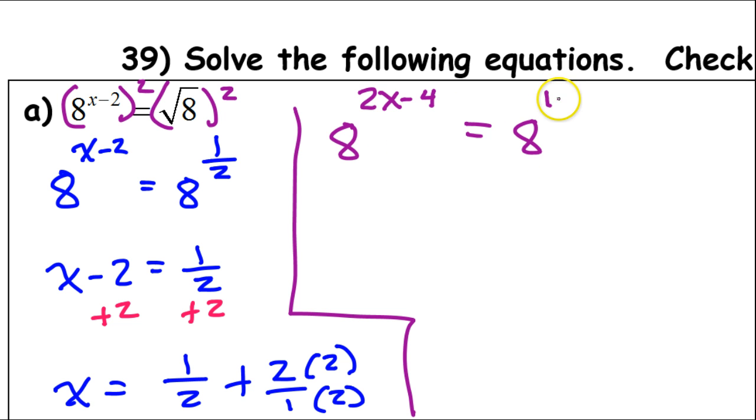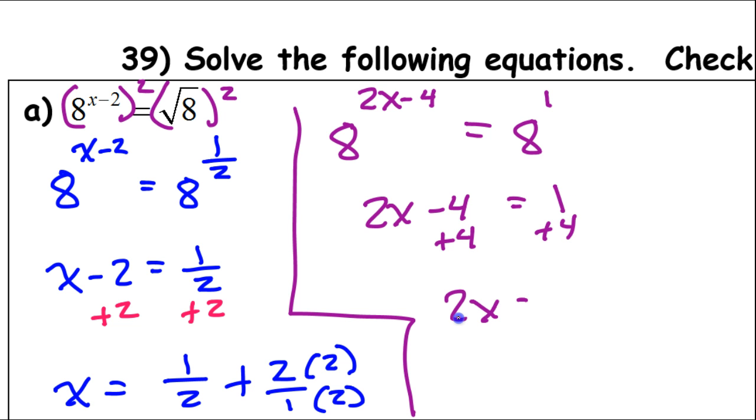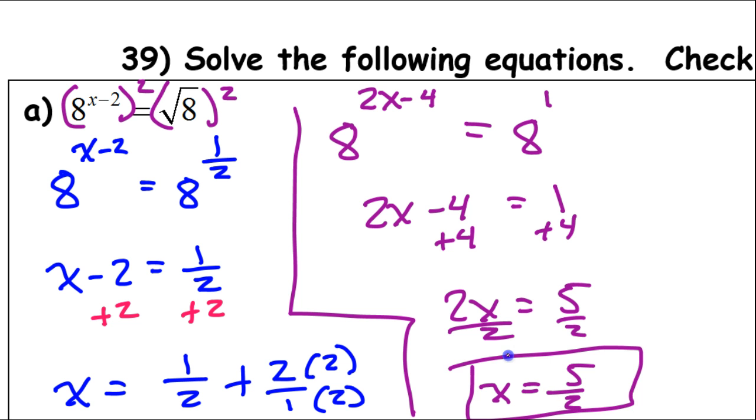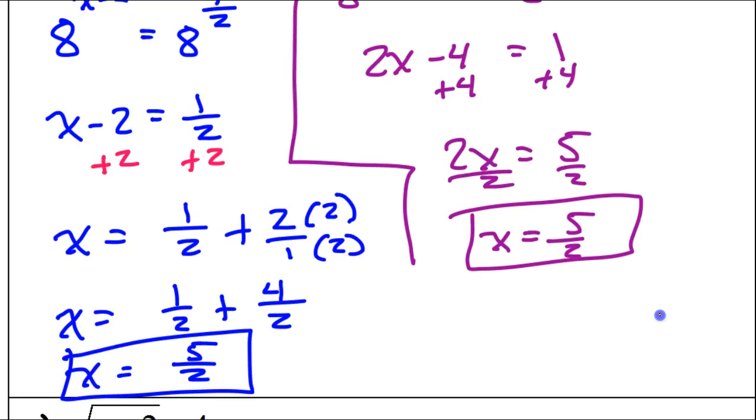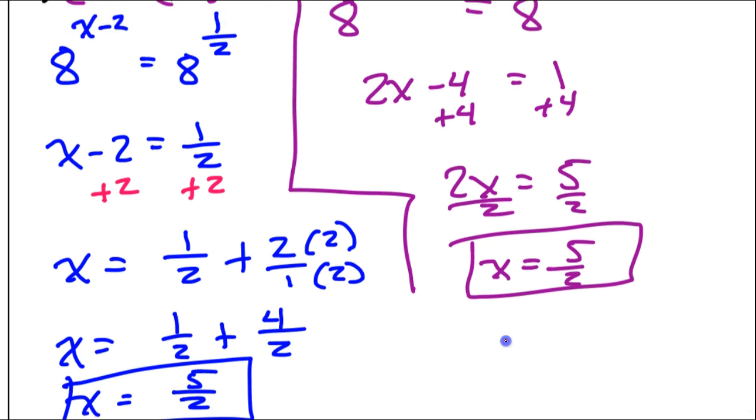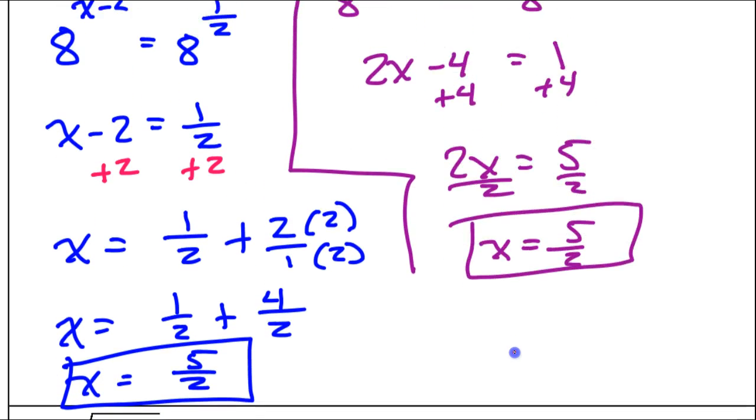Since the bases are the same, the exponents are the same. So this would give you 2x minus 4 is equal to 1. Then you would add 4 to both sides, so that would give you 2x is equal to 5. And then you divide both sides by 2, and you'd have x is equal to 5 over 2. So either way, you're going to get the same answer, so you can decide which one of those two methods made more sense to you.